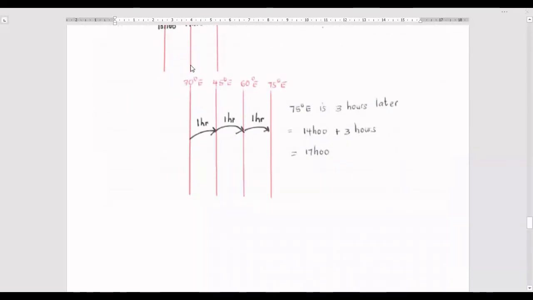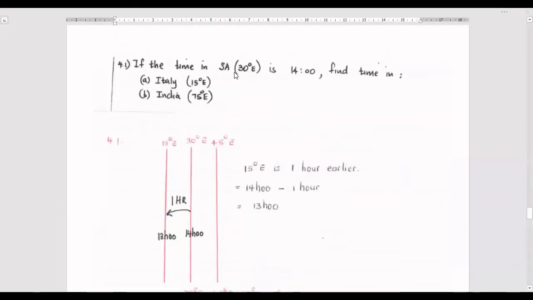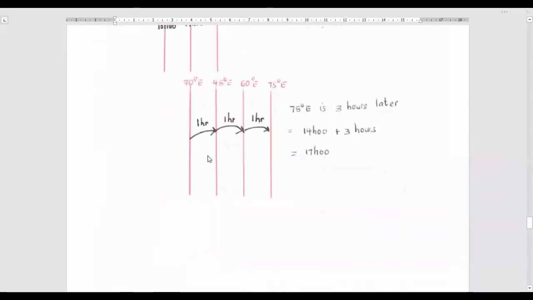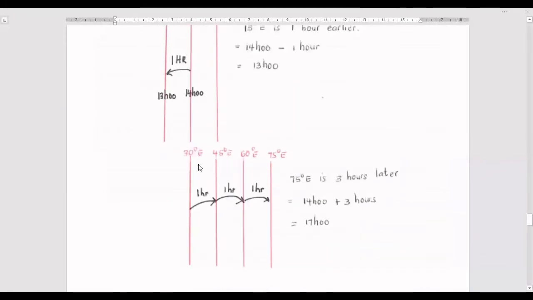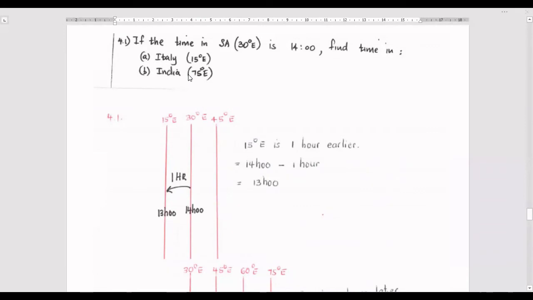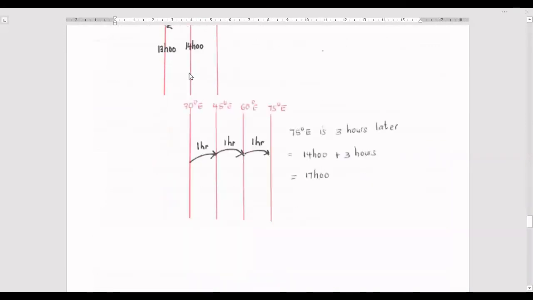There it is, the 30 degrees east line. We must draw that line. Why are we drawing this line? The question is telling you the 30 degrees east line, and the time there is 2 o'clock, right? And it asks, what will the time be in India, which is 75 degrees east?